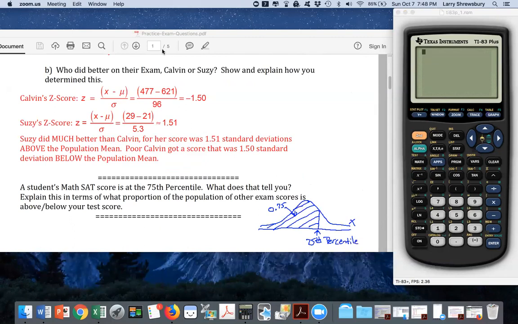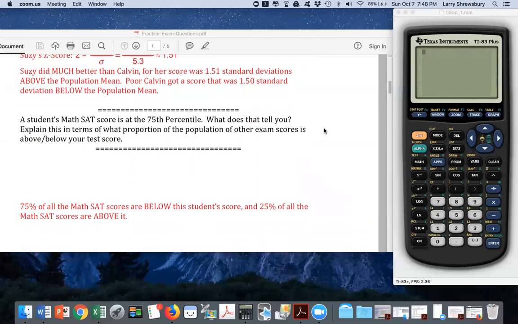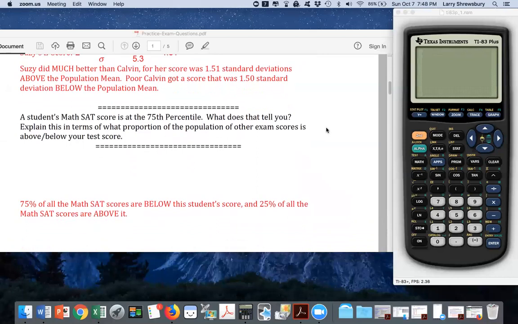All right, so let's go ahead and clear this drawing and scroll on down so you can see the answer written there. But once again, our minds are really good at remembering pictures, so use the pictures to help you remember. And of course, you can add that 25% of the exam scores would be above it, since 75% are below it.